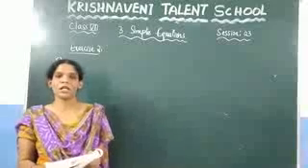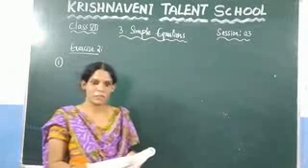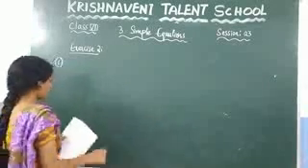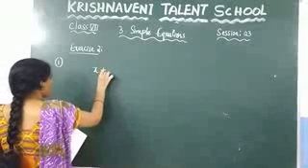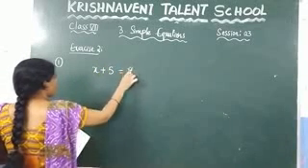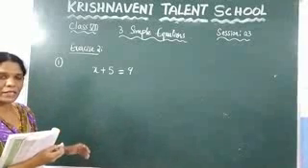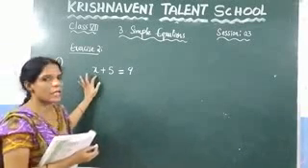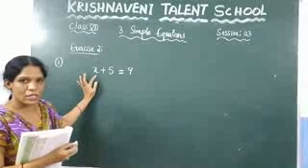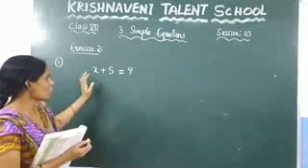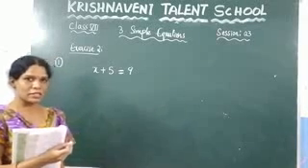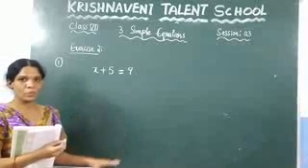Changing the position, you need to find the value of the variable. Let us see the first question: x plus 5 is equal to 9. Solving a linear equation or a simple equation is nothing but finding the value of the variable. What is the variable here? x. So you have to find the value of x here without changing the position.